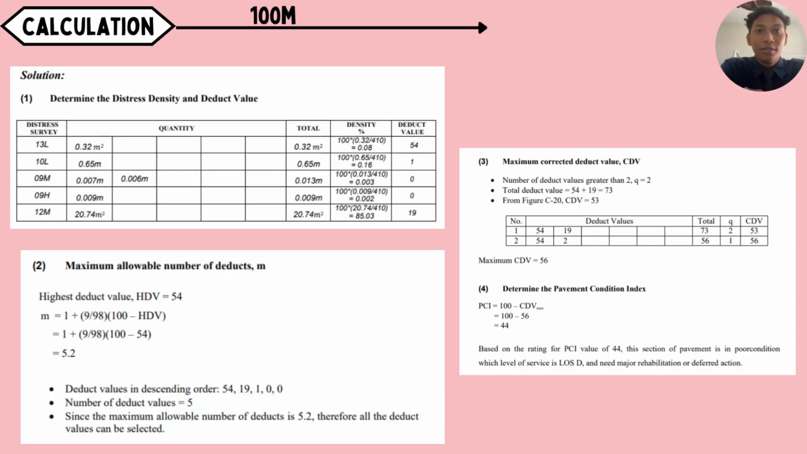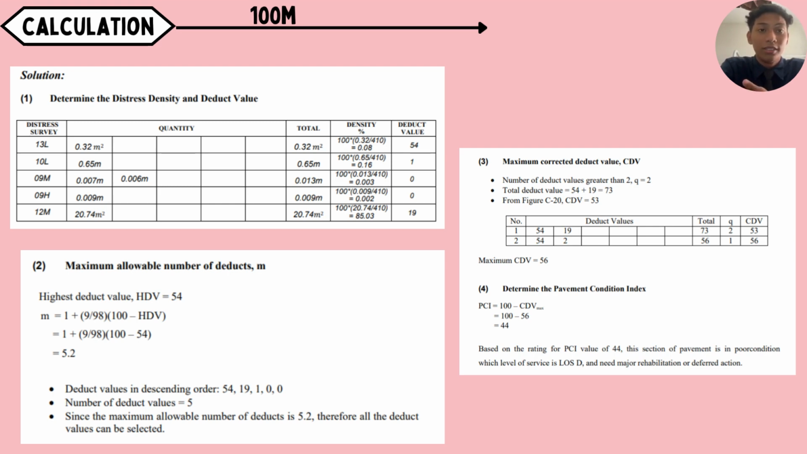So next we will see the calculation for this project's PCI. We will go with the first 100 meter first. The first step, we need to determine the distress density and deduct value according to the distress survey. Our group has found for the first 100 meter, there is 13L, which is a pothole in low condition. So the area is 0.32. So we need to find the density and deduct value.